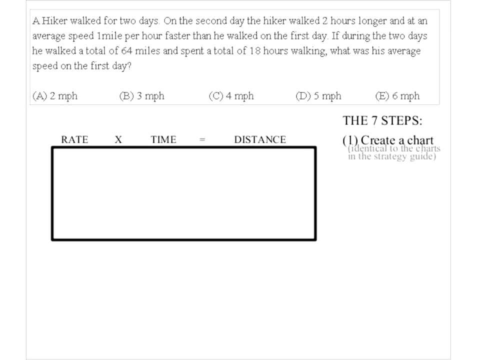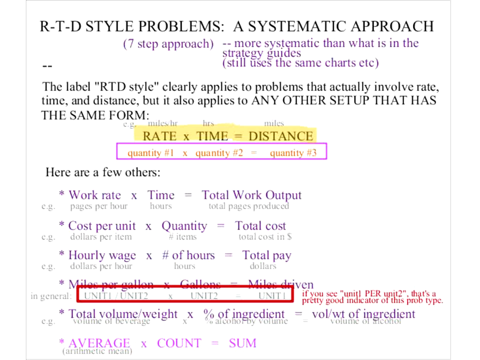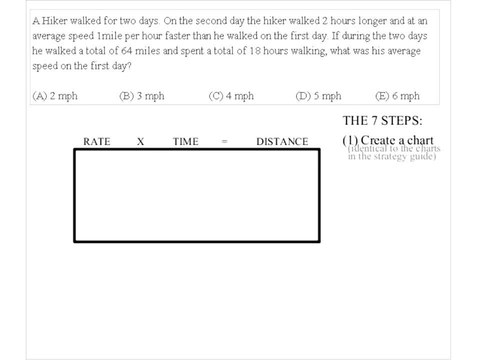You just put whatever the equation is that governs the problem. So if the problem is rate time distance, then that's what goes on top of your chart. And if you have any of these friends, then you put those on the chart instead. So it might be wage times hours equals pay, or miles per gallon times gallons equals miles driven. But whatever the equation is in the format, this times this equals that, that goes on top of the chart. Smiley face if that makes sense.